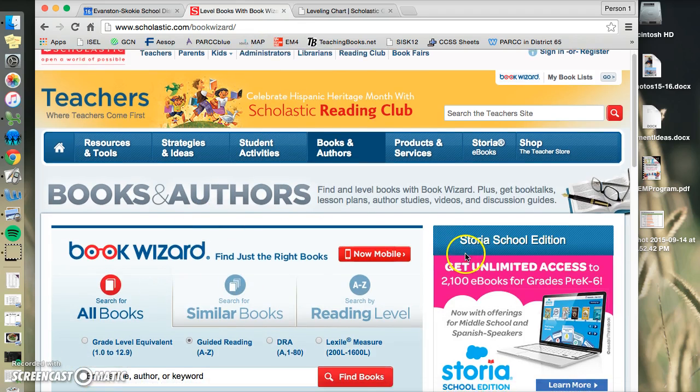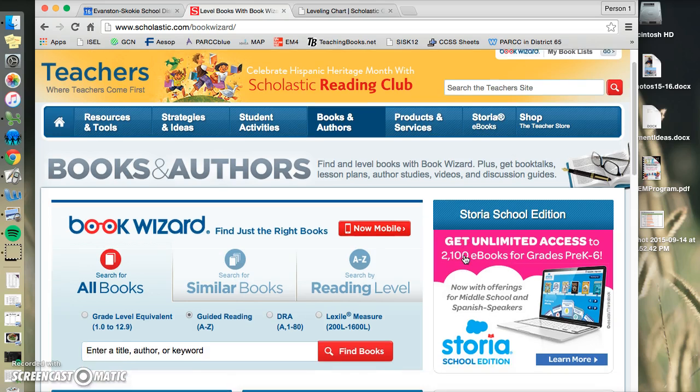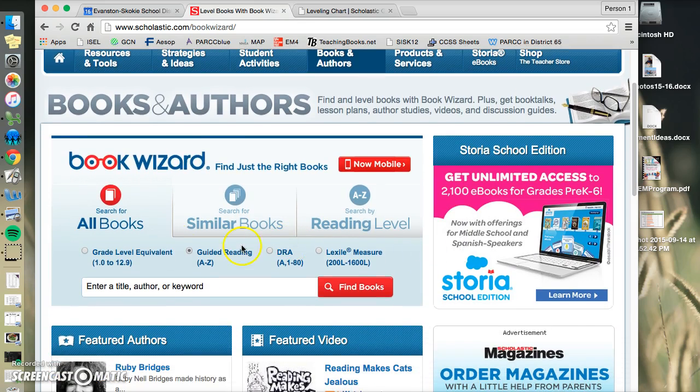Book Wizard is a great resource. It doesn't have every book that's ever been written, but it has many of them, and the more popular ones are here. When you're using Book Wizard, make sure you're searching for all books. We'll do search by reading level at the very end, but we're searching for all books right now. Usually the grade level equivalent will be checked from first grade to 12th grade, almost college. But we want to stick to guided reading level because this is what we assess in our class. Guided reading level A is starting kindergarten, level Z is like 7th or 8th grade reading level.